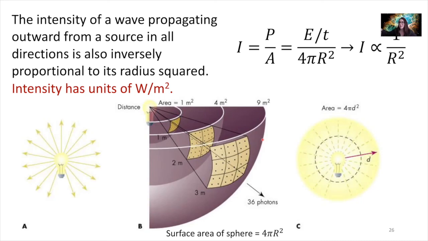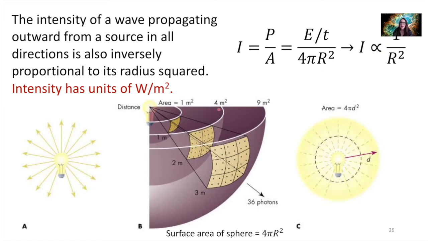That sphere is centered on that light source. So the surface area of a sphere is 4 pi r squared, okay? So if we've got power over area, the intensity is proportional to 1 over the area. So it's proportional to 1 over the distance squared that you are away from the source. R in this case is the radius of your sphere, or the distance you are away from that source.